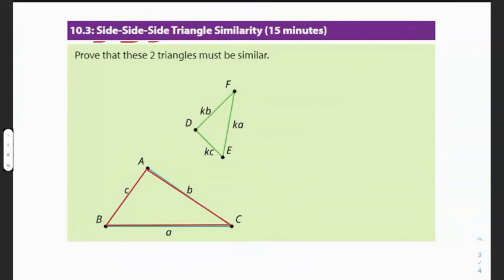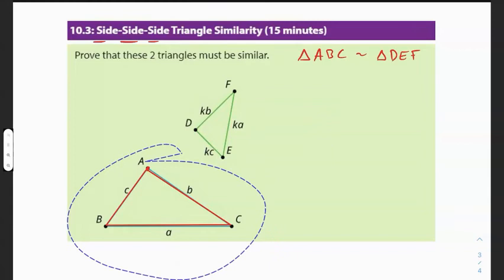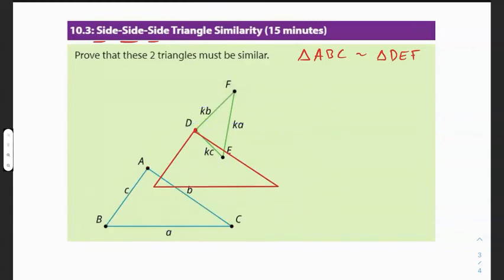So let's see. We want triangle ABC to be similar to triangle DEF. Okay, A needs to map onto D, so I'm going to just translate over here. So that A prime, or A, maps onto D. B's over here now, C prime is over there. Ooh, notice how it's not really lining up, so I'm going to rotate. First things first, translate.